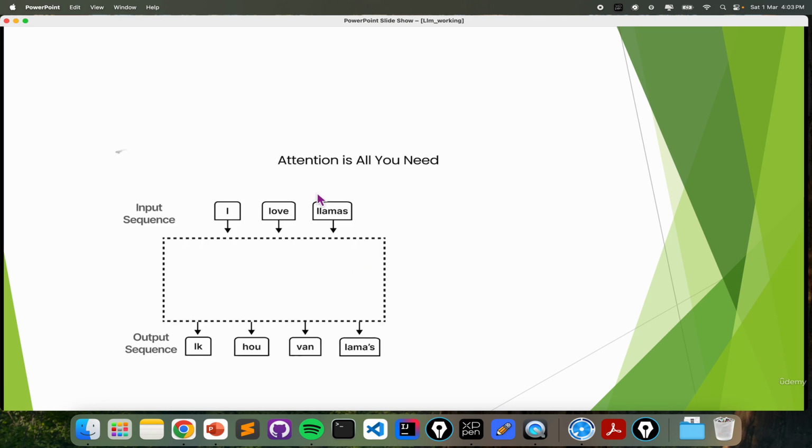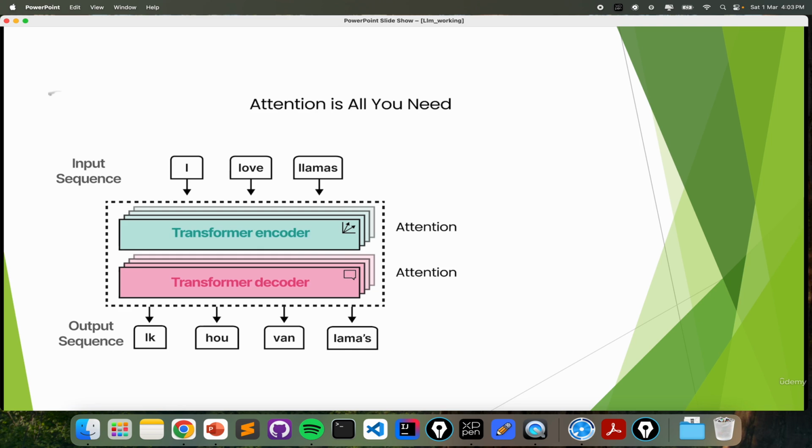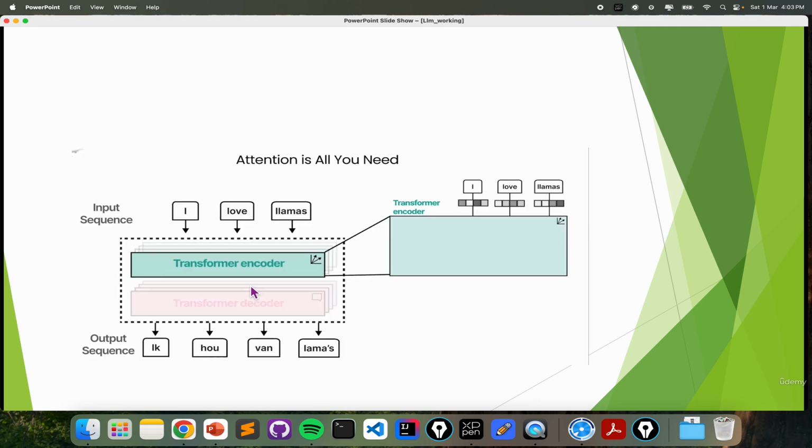So here you pass in "I love Llama", and it will translate this into a different language. So what was used? The transformer encoder with the attention mechanism, then the transformer decoder with the attention mechanism. These two main things were used: first the encoder, second the decoder, in the transformer model.